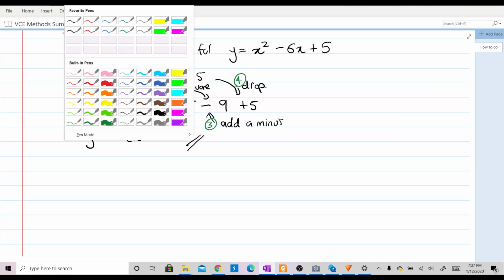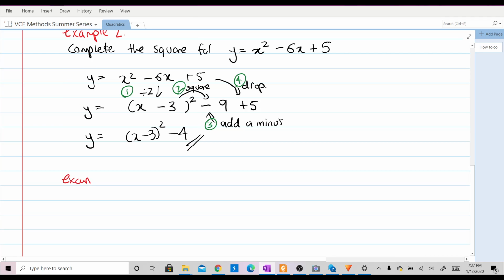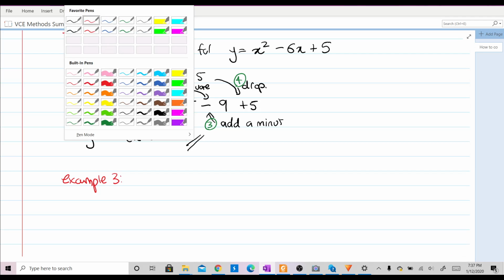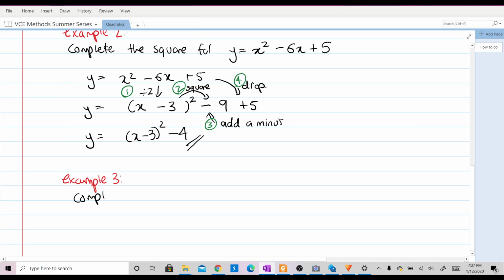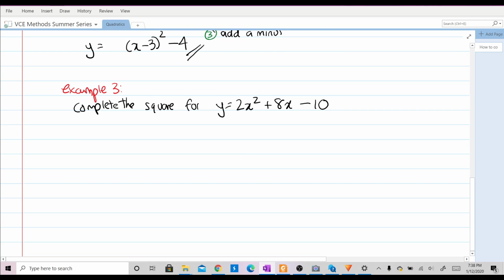Now let's move on to some more complicated examples. So example 3, what if we have a number at the front? So let's say we have to complete the square for y equals 2x squared plus 8x minus 10. Whenever we have a number at the front, like an ax squared, whether that be a 2, a negative 2, or a 3, we have to factorize that number out. So to start off with, we're going to factorize 2 out of the equation. So it's x squared plus 4x minus 5.